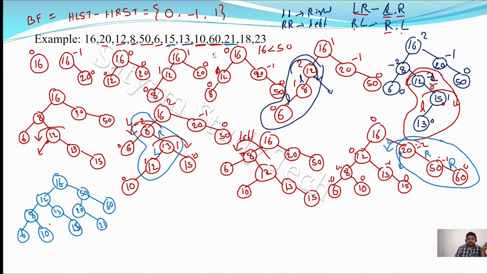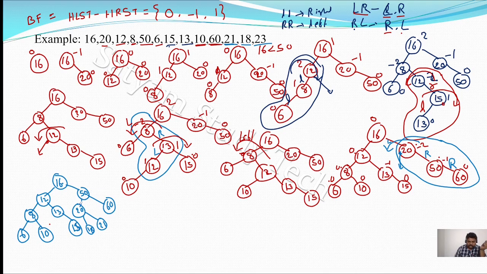Okay, then you can add 18. Where can you add 18? Here, you can see 18 will be added here. It is 18. Okay, it is also balanced. After adding 18, it is also balanced. You cannot perform anything.